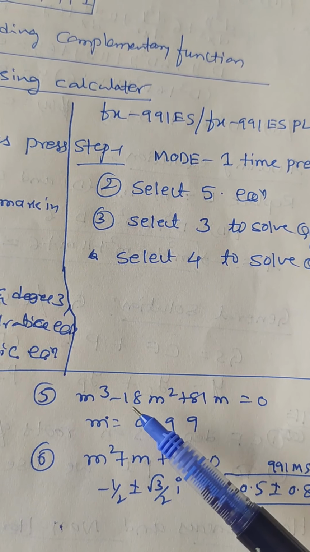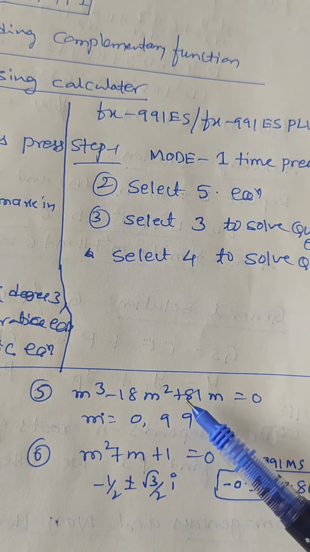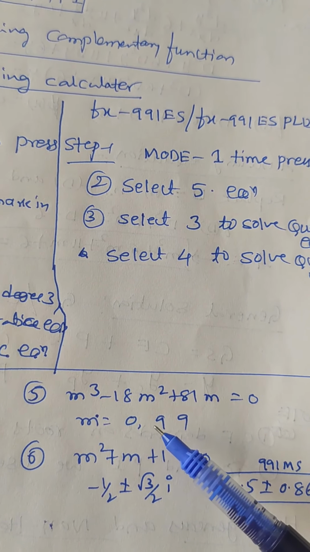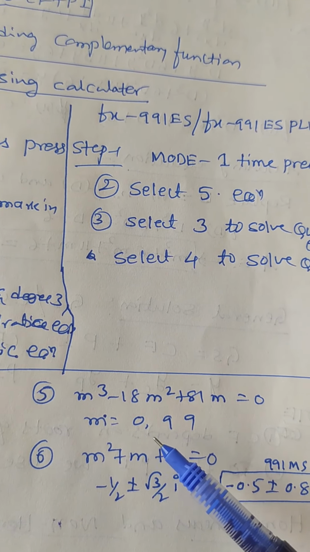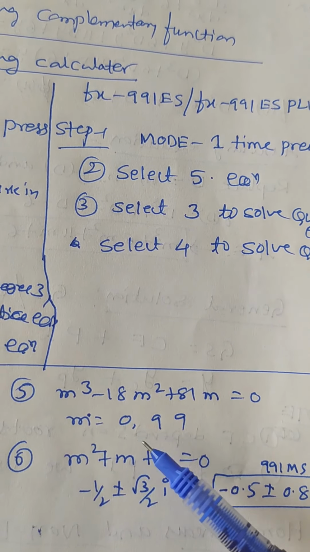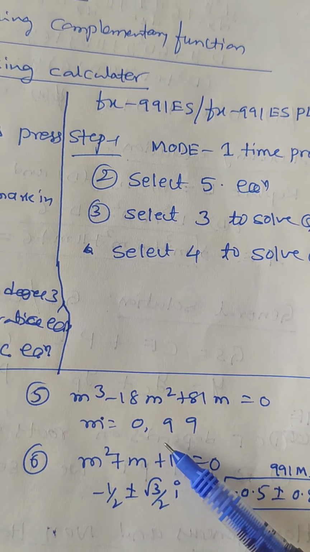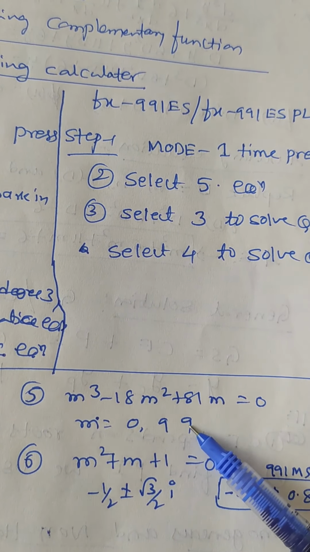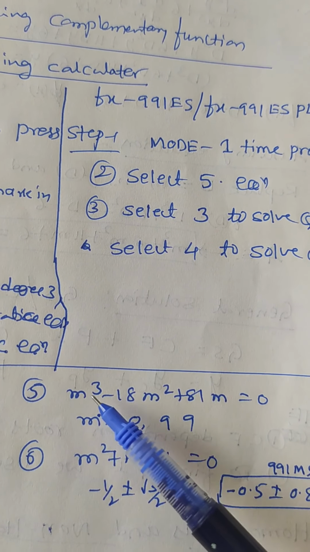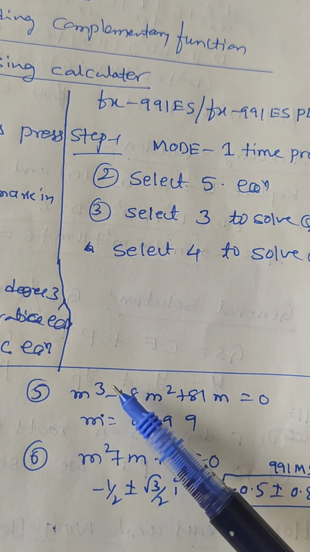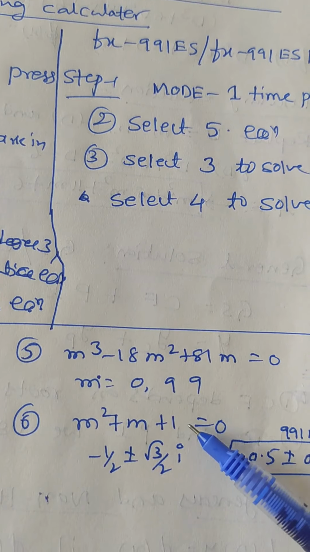See, m cube minus 18m square plus 81m is equal to 0. Use the calculator, but the calculator shows only 0 and 9. 0 and 9. Okay, that means the second root has to repeat one more time. Very important: the second root repeats one more time because the degree of the equation is 3. Next, come to this example.